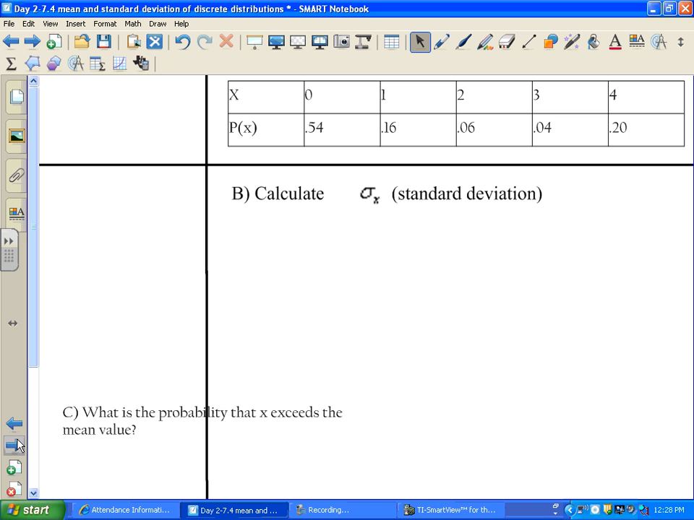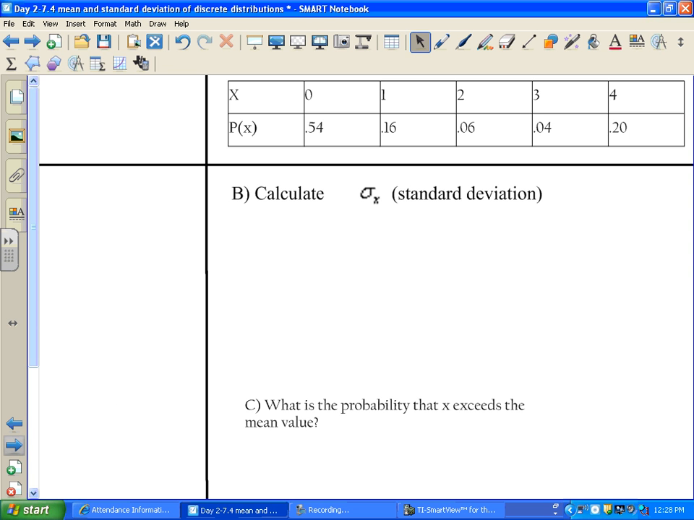Next up, calculate the standard deviation. Standard deviation is given to you on your formula sheet. Sigma squared x, and that's what's given to you, is the sum of x minus mu squared times the probability of x. That's what's given to you on your formula sheet. Hopefully you'll agree with me that that's the variance. To get from the variance to the standard deviation, what do you do to that answer? Square root. And standard deviation is just sigma by itself. So sigma x.